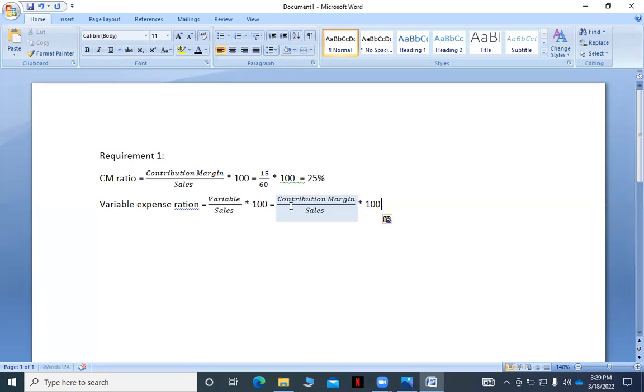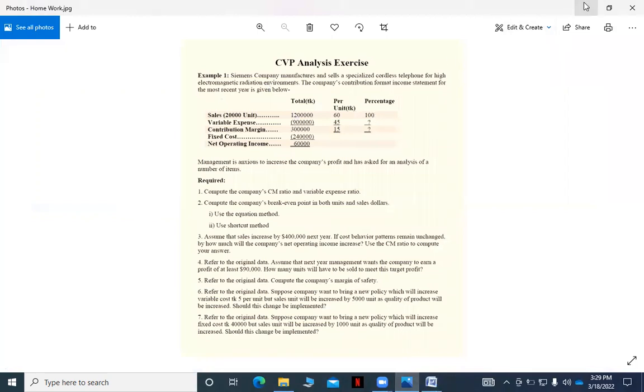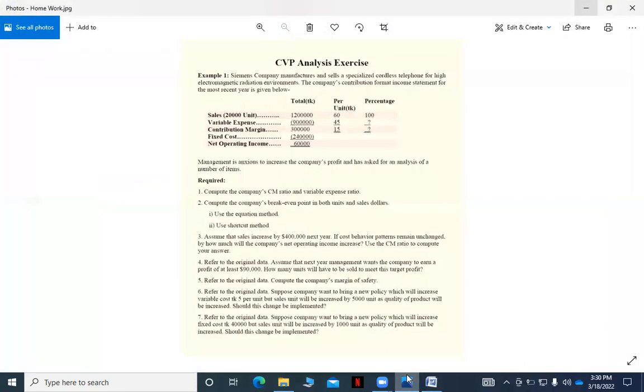So here you see, according to the question, what is our variable expense? It is given in your question. So let's check the question. Here variable expense is 45. So write here 45. And sales value is 60. So write here 60. So 45 divided by 60 multiplied by 100. That will be our variable expense ratio, and it is 75%. Okay, hopefully it is clear. This is our first requirement. First requirement is done. Clear, all of you? Yes, sir.